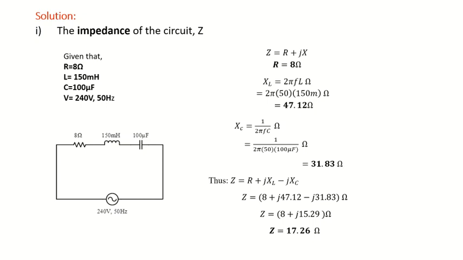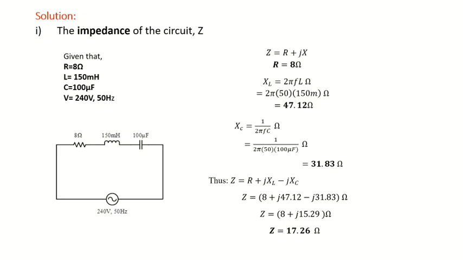Here, R plus jX_L minus jX_C. So Z is now equivalent to 8 plus j47.12 ohms minus j31.83 ohms. Then your Z is 8 plus j15.21 ohms in complex representation.